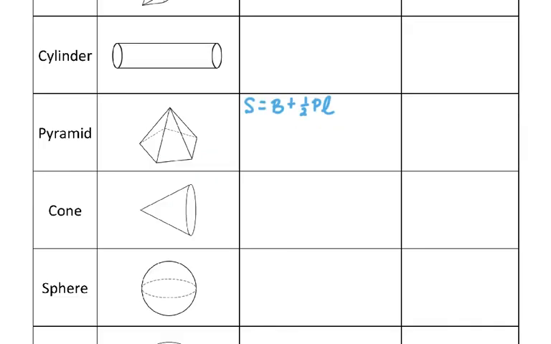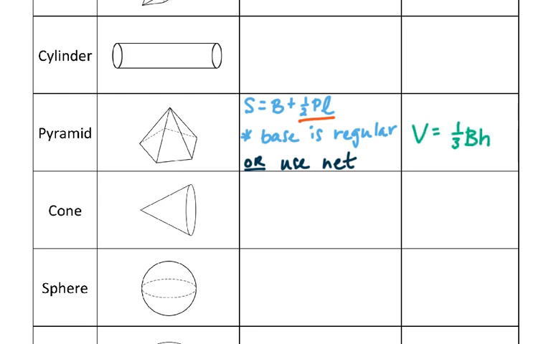And then we know the lateral area would be this 1/2 PL. And remember, the base is regular here. Otherwise, we're going to use the net. Now the volume, you can just always use the volume formula. So the volume is equal to 1/3 times the area of the base times the height. All right, so everybody caught that this is supposed to be slant height. So sorry. All right, let's look at some examples.